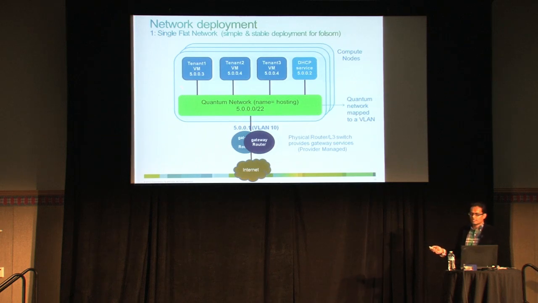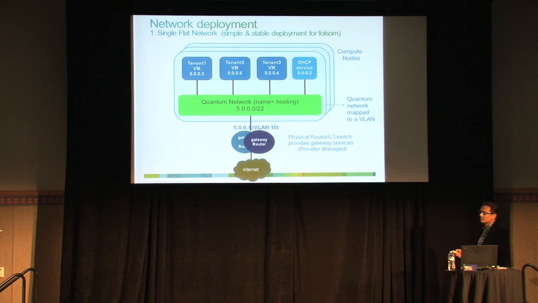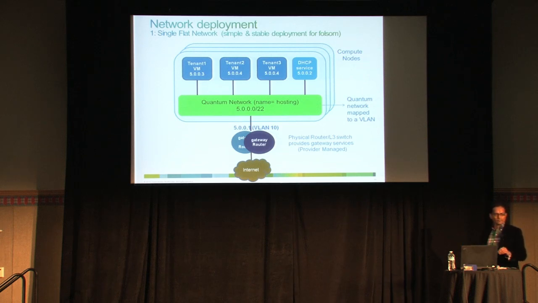Here the administrator has created a Quantum network named hosting. He has also assigned an IP subnet. And what he has done is he has connected that network with a VLAN in his environment, here in this case, VLAN 10. And that VLAN is trunked to his existing gateway router. So this network is now available, and it's exposed to the tenants. So tenants don't have to deal with networking. When they create virtual machines, this network will show up on the Horizon GUI that you have created, and they can just click it, and their VMs will be launched.